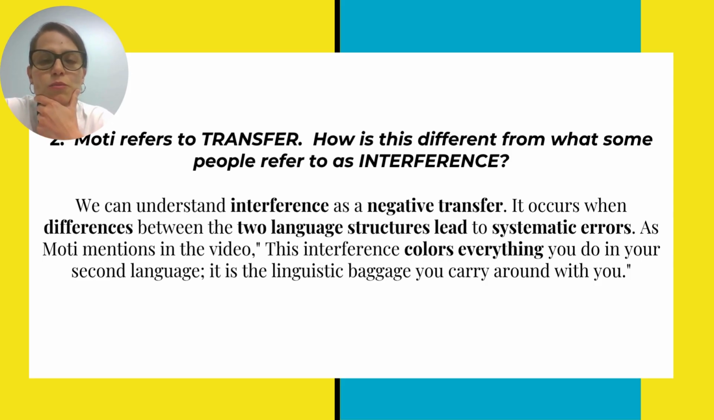So then it's important that we understand how transfer is different from what some people refer to as interference. So we can understand that interference is the negative transfer. That happens when we find differences between two language structures, so from L1 to L2, and those differences lead to systematic errors.